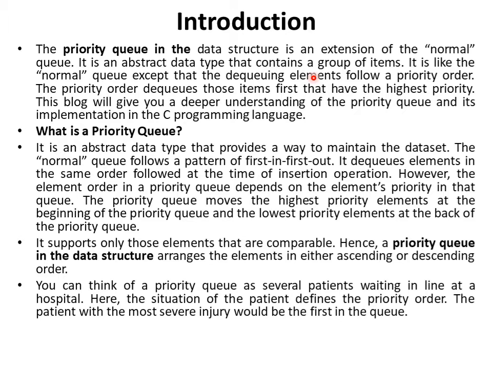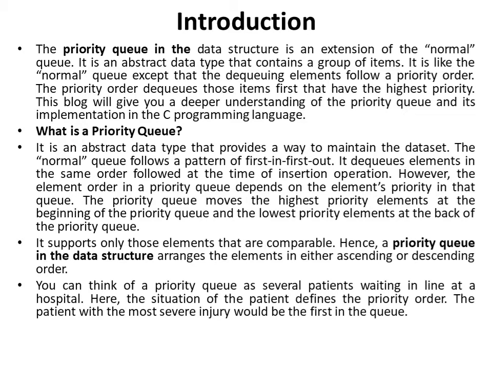It is an abstract data type that contains a group of items. It is like the normal queue, except that dequeuing elements follows a priority order. The priority order dequeues those items first that have the highest priority. This blog will give a deeper understanding of the priority queue and its implementation in the C programming language. In upcoming slides, I will explain how it is implemented by using C programming.